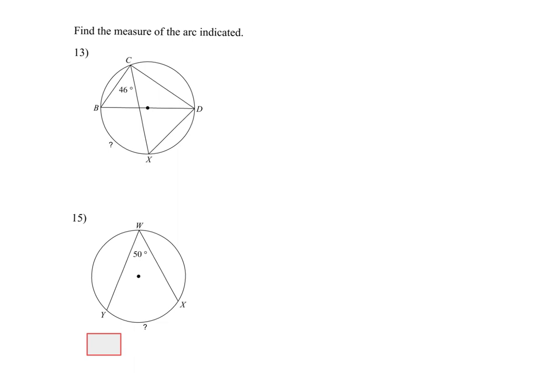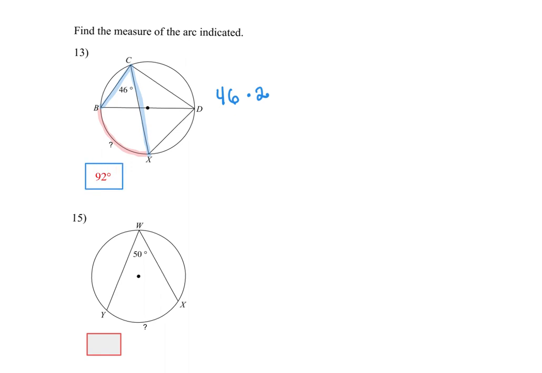13, in this case, they gave us the angle. They want the arc. So if they want this particular arc, then we need to use this angle to find it. If I know the angle and I need the arc, I'm going to double it. So I'm going to take the 46 and multiply that by 2. All right. Take the 46 and multiply it by 2. You should get 92 there.